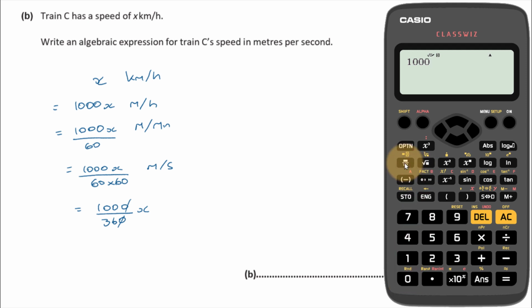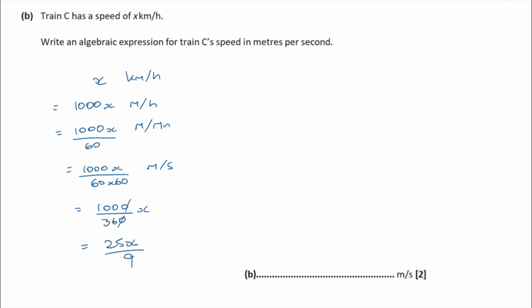Can I cancel that down any further? Just type it into the calculator. It will cancel it down for me. That comes out to be 25 over 9. So I'm just going to write that as 25x over 9. That's my final answer.